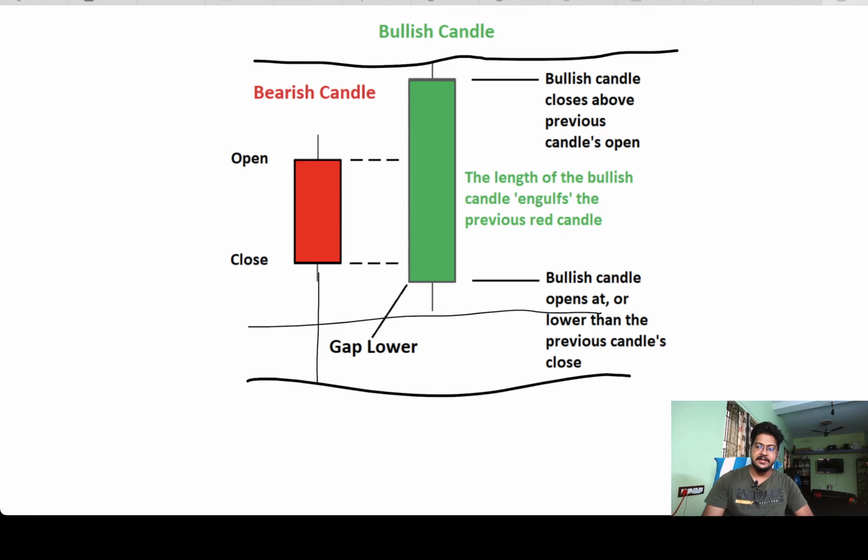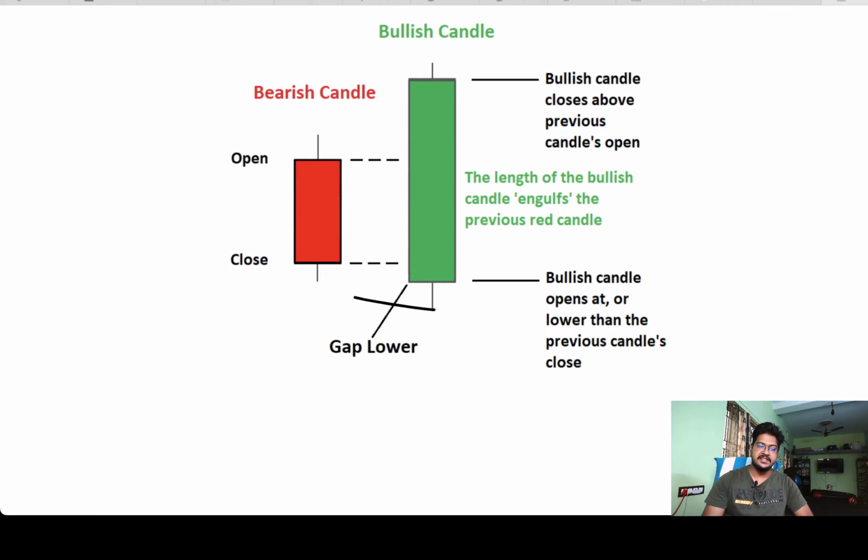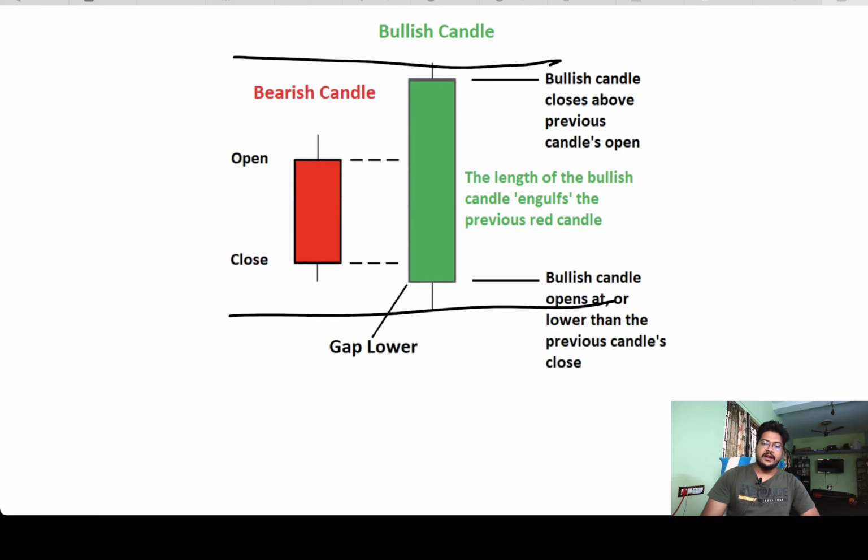But here it is not coming below the wick of this green candle, so we will take the wick of the green candle only. So rule number one: in order for a trend to be valid for a breakout in the upward direction, the previous trend should be either sideways or a downtrend.